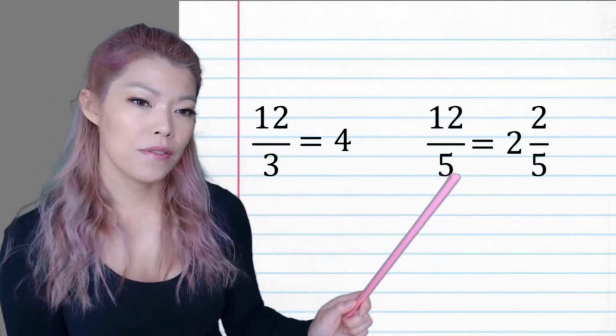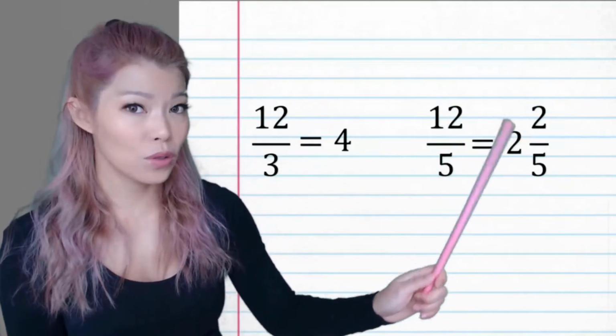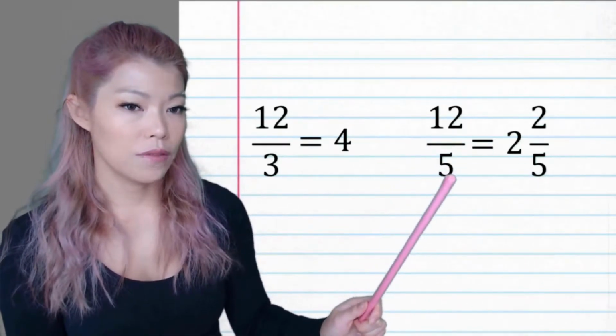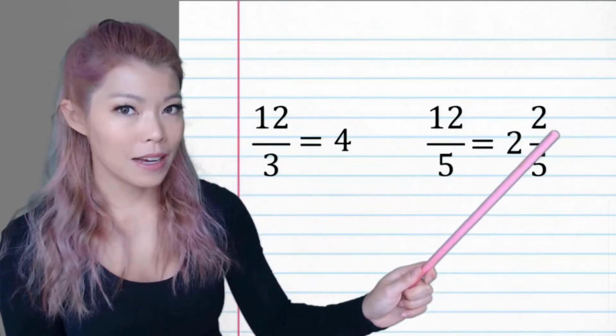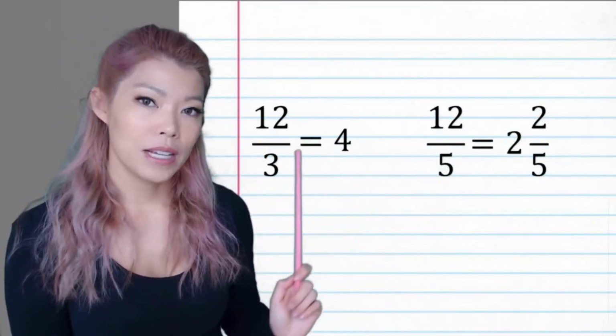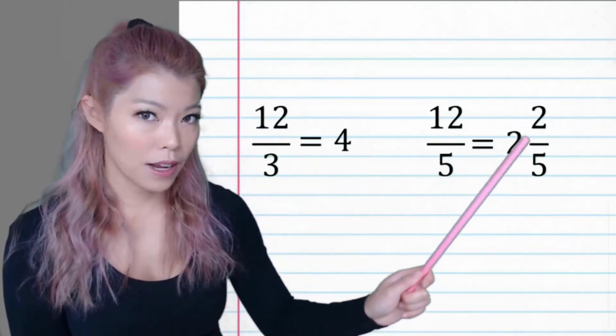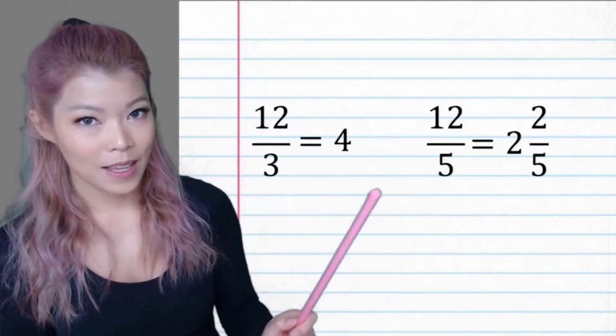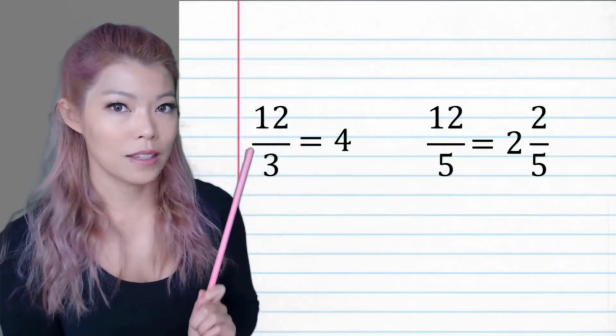So 12 divided by 5 is going to give us 2, remainder 2 over 5. And we know 2 and 5 are not factors of 12. So when you divide by a number and you get a remainder, then these numbers are not factors of 12. So recap, remainder means not factors. 0 remainder means factors. Keep this in mind as we go through this video.